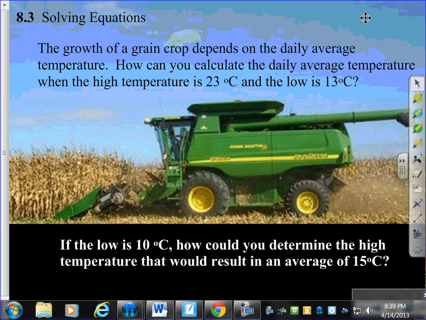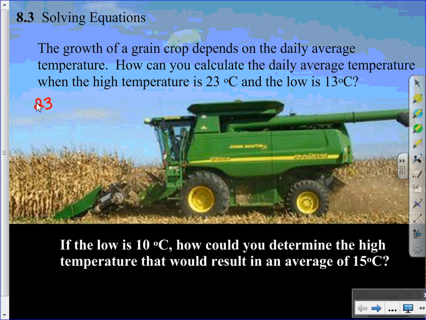And so to help us get an idea of where we're going to be going, there's a problem up on the board with regards to temperature. And the question is, how do you calculate average temperature if the high is 23 and the low is 13? How do you find the average? I think you could brainstorm that amongst yourselves and come up with the same answer that I would. To find average, you add together, divide by how many there are. So you get 36 divided by 2 is 18 degrees Celsius.